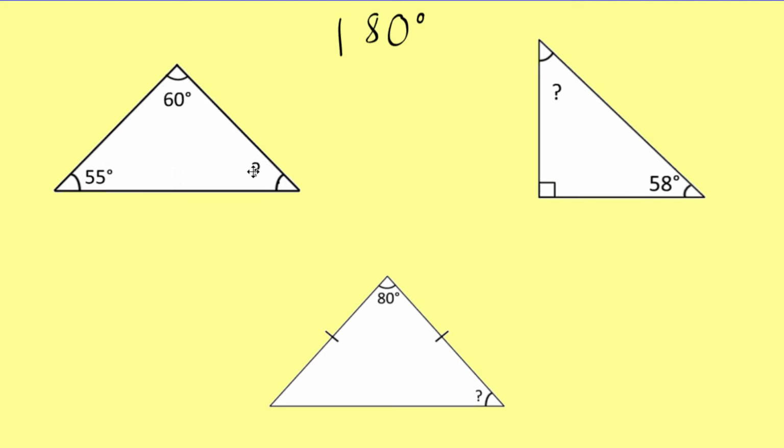So this one, again, we'd add up the two ones we know. So 60 and 55, and then take them away from 180. 60 plus 55 is 115. So 180, take 115 is 65. So that's our missing angle there.